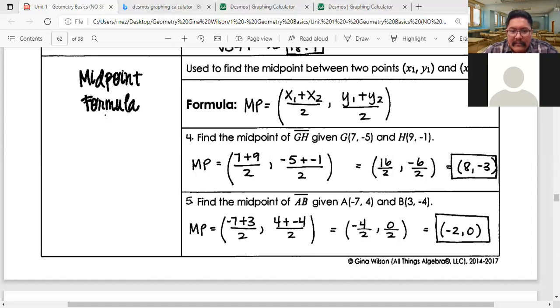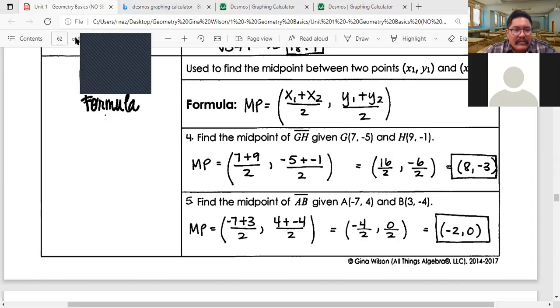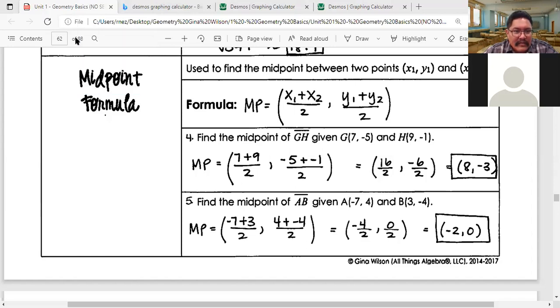So basically, to find the midpoint, there's this formula, and it looks a little bit confusing because it might look just like the one we just got done doing just now. But again, you just plug in some numbers, work a few things out, and that should be it.